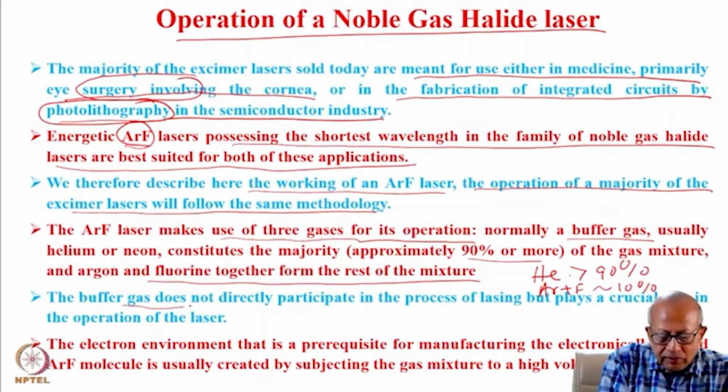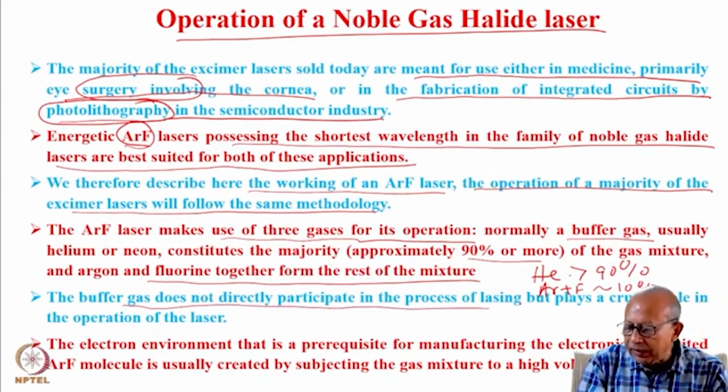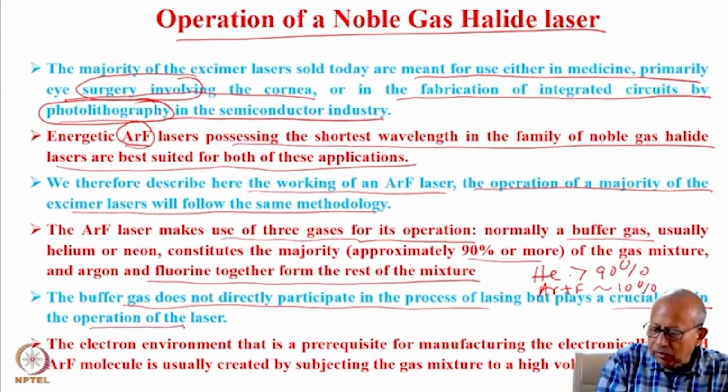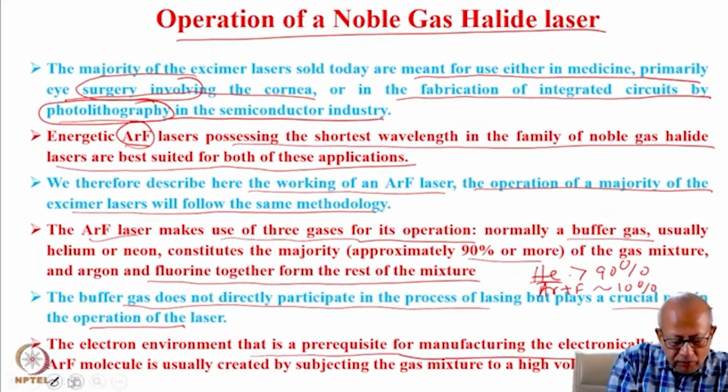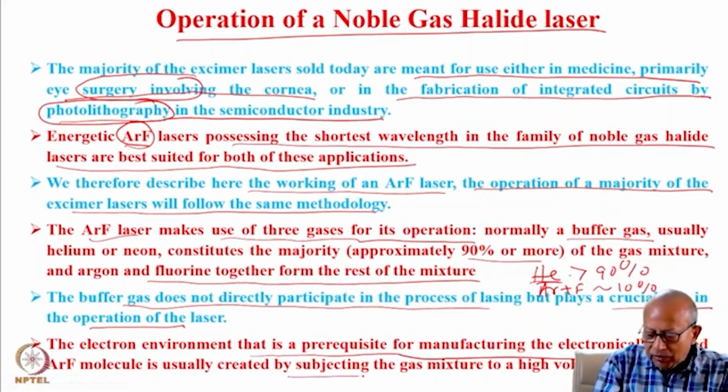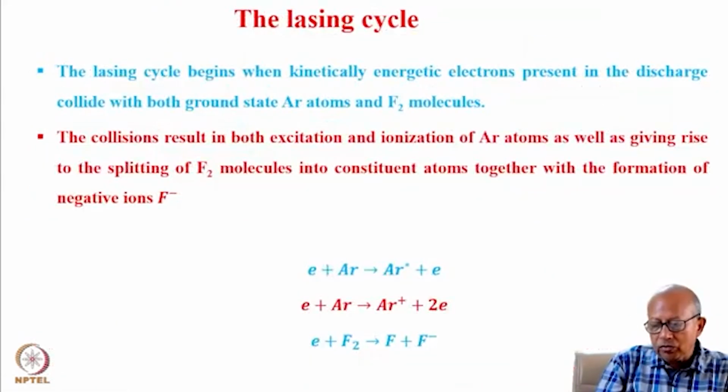The buffer gas does not directly participate in the process of lasing, but plays a crucial role in the operation of the laser. So it is often called a surrogate gas. You have seen even in the helium neon laser, helium performs the role of such a surrogate gas, and it performs the same role in the operation of this argon fluoride laser as well. The electron environment that is a prerequisite for the manufacturing of the electronically excited argon fluoride molecule is usually created by subjecting the gas mixture to a high voltage discharge. You have to create electrons.